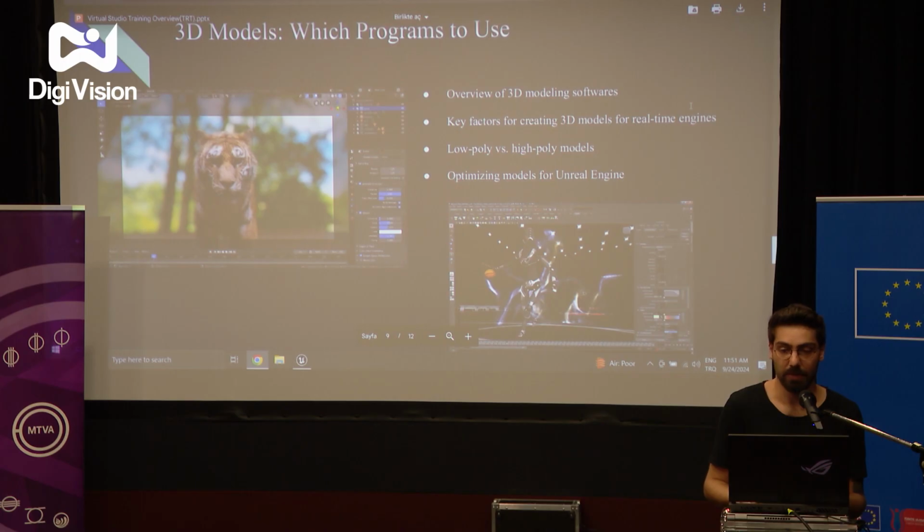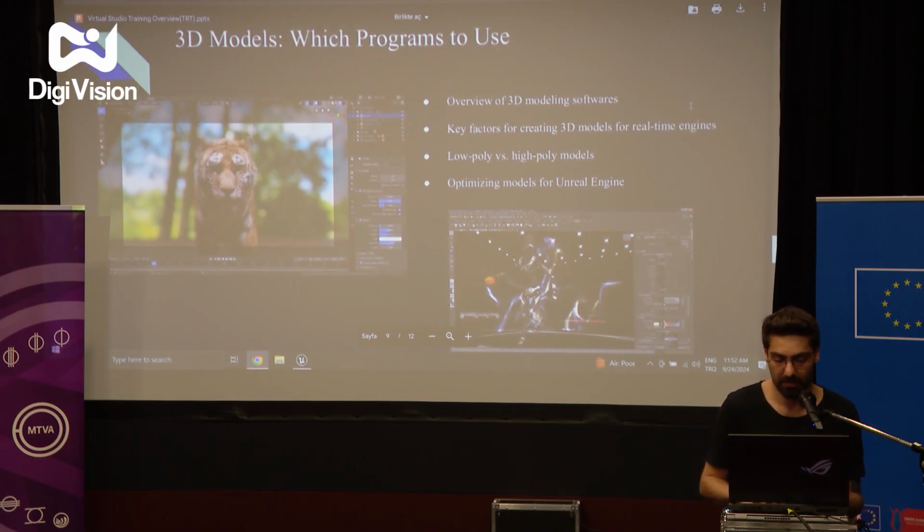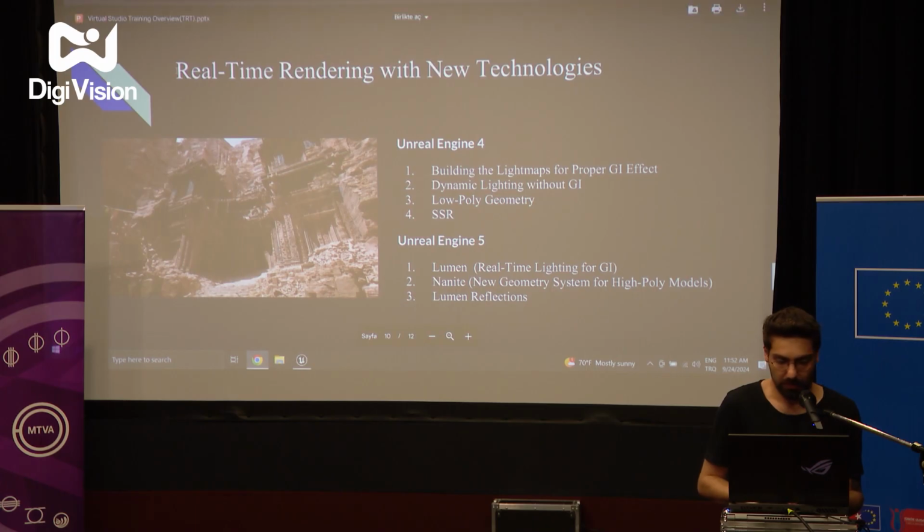Yes, there is a new concept called Nanite to handle high quality graphics with very high poly counts, but we need to maintain optimization after all, because we can't trust it directly. We will talk about low poly and high poly models and how to make them. We will also talk about the new technologies such as Lumen and Nanite for Unreal Engine 5.